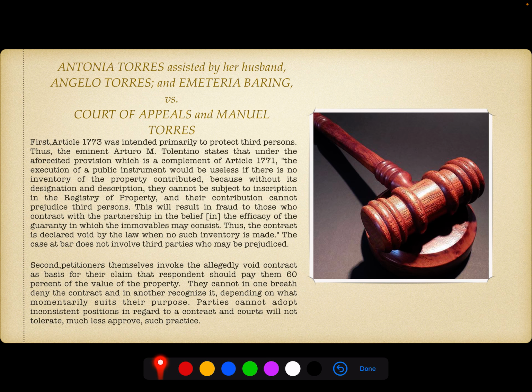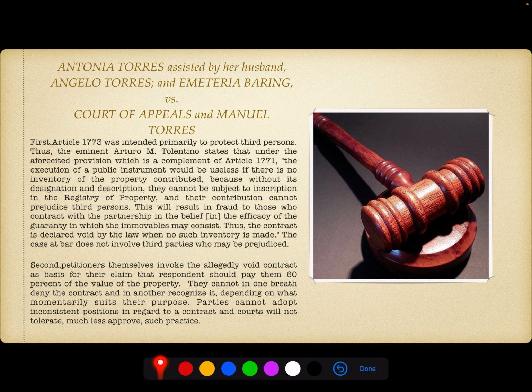The Supreme Court qualified this, citing Attorney Tolentino, who is a very known author, especially for law students and lawyers alike. It said in this case that this requirement is to affect third parties. So, because this case did not involve any third party, the Supreme Court upheld the partnership to be valid. And on a side note, the Supreme Court noted the irony that the sisters deny the existence of a partnership because they did not execute a public instrument in accordance with 1773, but they also invoke the partnership contract to claim their share in the property. So, that's one of the unique points of that Supreme Court case.